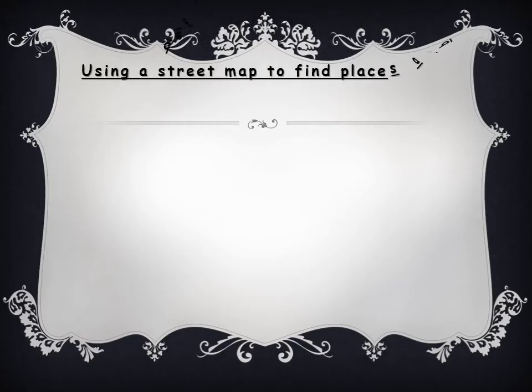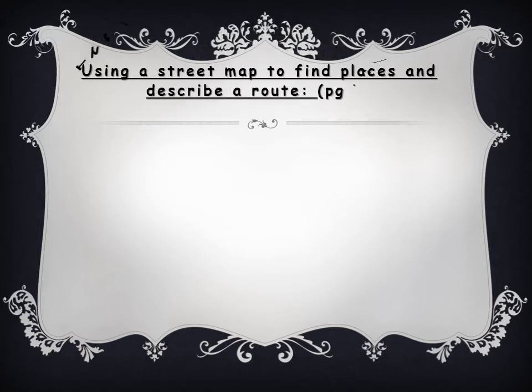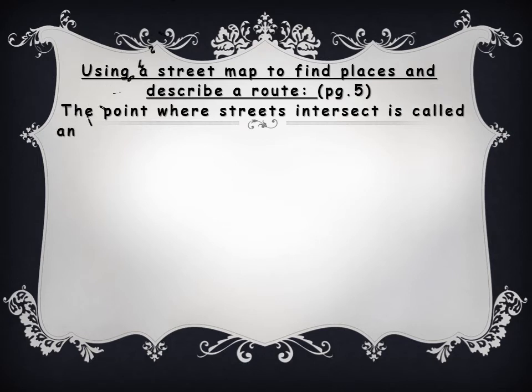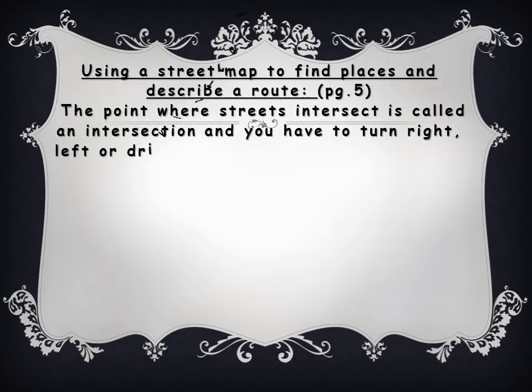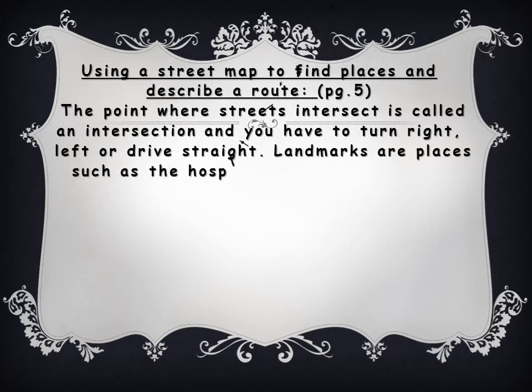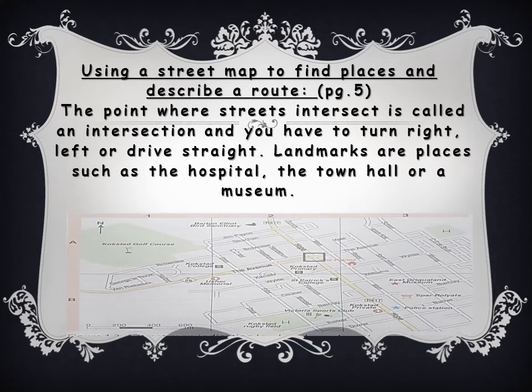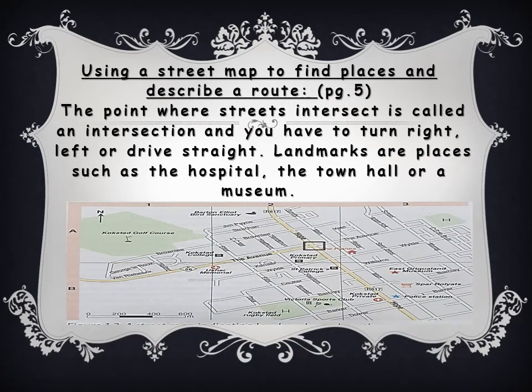Using a street map to find places and describe a route. This you'll find on page 5 in our textbooks. The point where streets intersect is called an intersection and you have to turn right, left or drive straight. Landmarks are places such as the hospital, the town hall or a museum. Here's a map, a street map, and it's showing you the intersection. That little black block is an intersection, just for you to know that is where all the roads meet.